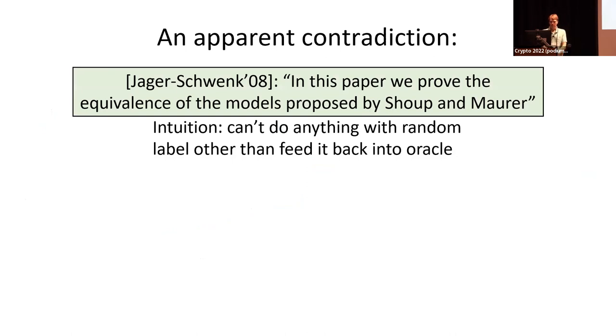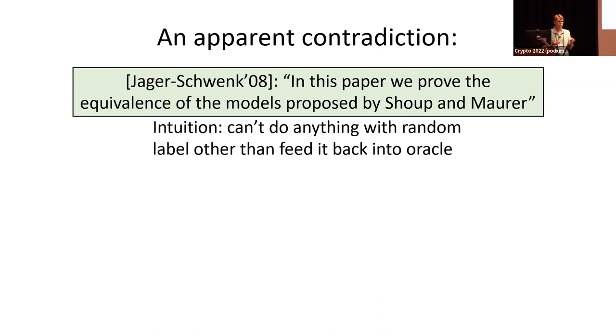Okay, so what's interesting is that there is an apparent contradiction in the literature. In 2008, Jaeger and Schwenk proved that Maurer's and Shoup's models are equivalent. And the intuition for why this might be the case is that if you have a random label from Shoup's model, there's not really a whole lot you can do with it. If you try to operate on it in any way, you're going to get junk unrelated to the original group element.